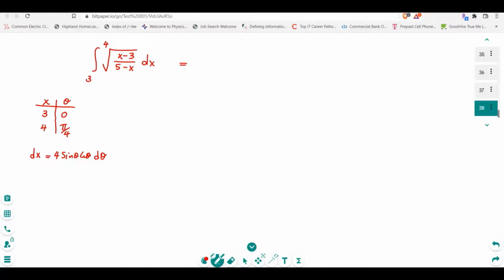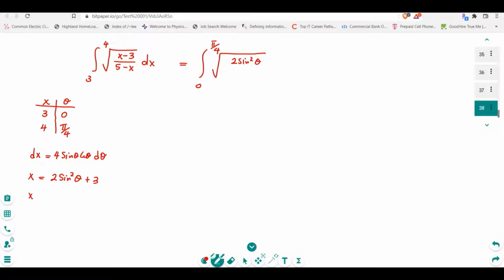Okay, now let's substitute for our original expression. The lower limit will be 0 to pi over 4, and inside the square root we have x minus 3. If you recall, our x is written as 2 sine squared theta plus 3. So from here you can see x minus 3 is nothing but 2 sine squared theta. Okay, that's x minus 3.